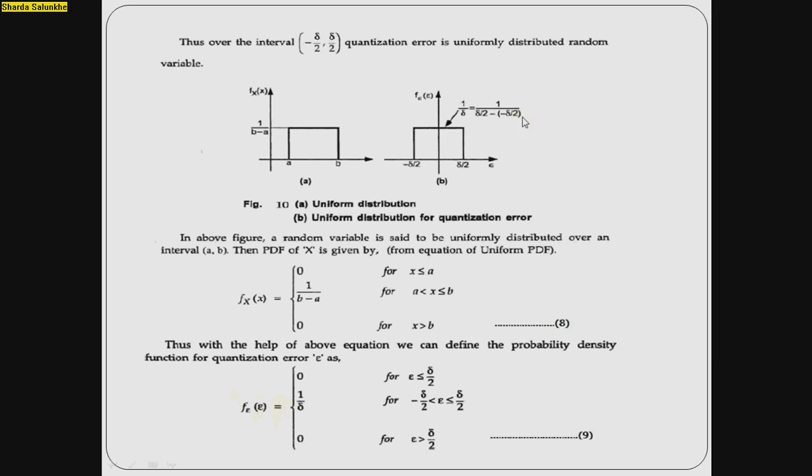So next one is the error function. For figure B, it is 0 for epsilon, or error, less than or equal to minus delta by 2. It is 1 by delta when the error is in between minus delta by 2 to plus delta by 2, and it is 0 when the error is greater than delta by 2.